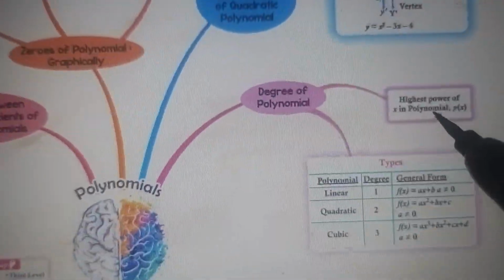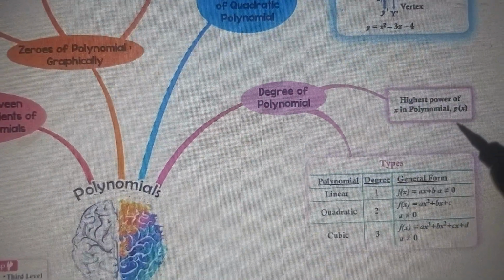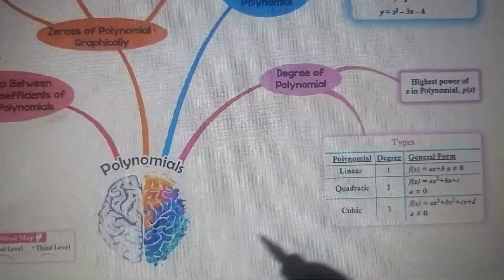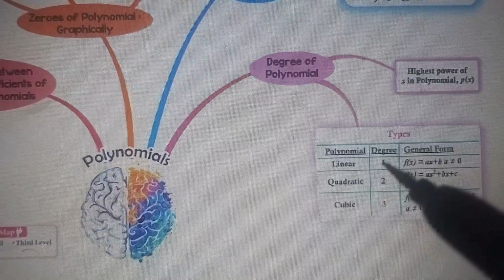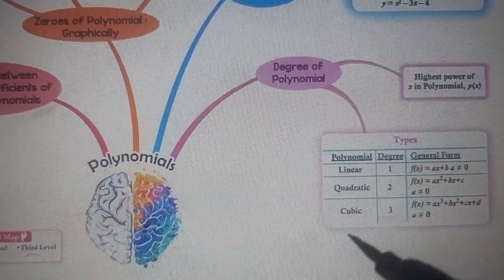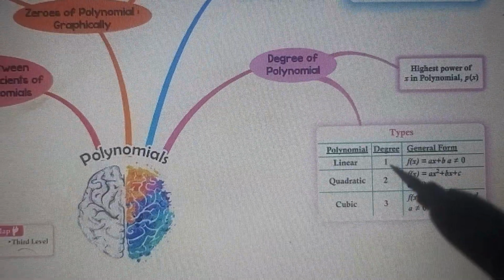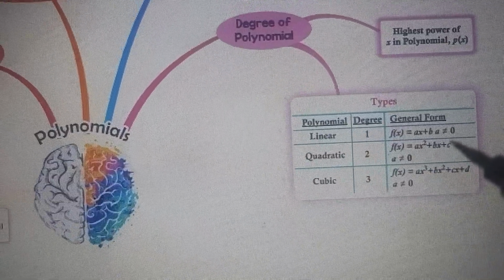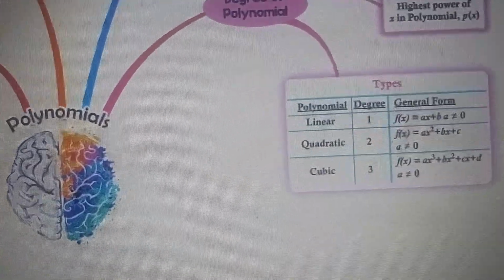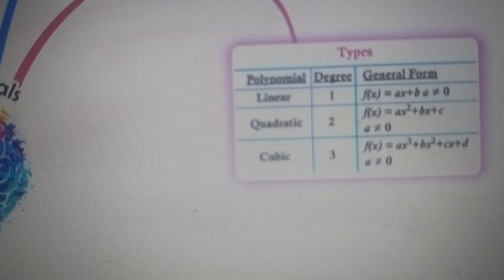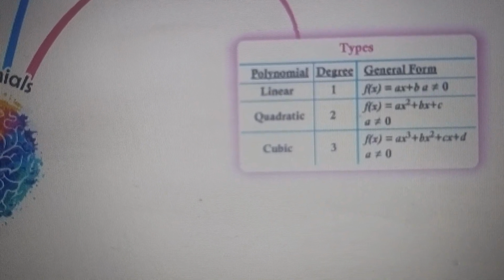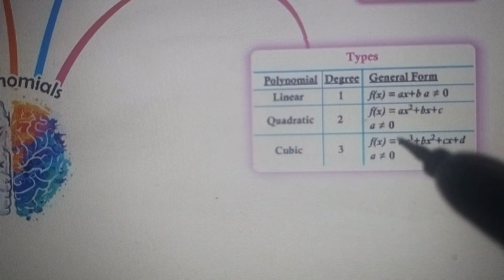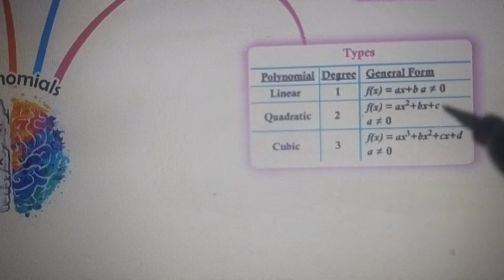Now the highest power of x in the polynomial p of x is the degree. Types of polynomials are linear, quadratic, cubic polynomial. We covered these in this chapter. Degree is linear means 1, quadratic means 2, cubic means 3. And the general form of a linear polynomial is f of x equal to ax plus b, where b is not equal to 0. And next is the second degree polynomial, that is the quadratic polynomial, f of x equal to ax square plus bx plus c. A is not equal to 0. It must be always a not equal to 0.